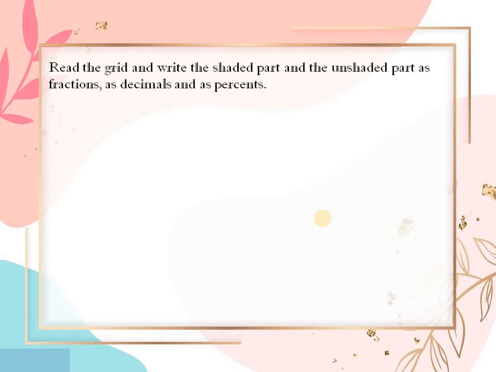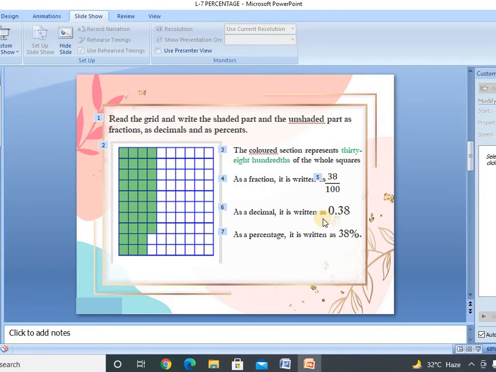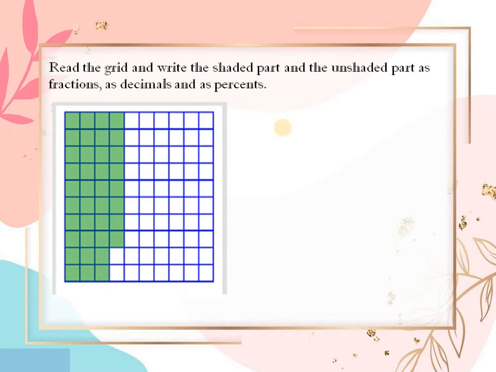Now you are going to read the grid and write the shaded part and the unshaded part as fractions, as decimals and as percents. Right now I am going to write the shaded part for you, and similarly, you will do the unshaded part. So here, there is a grid. In that grid, a few parts are colored and the remaining are unshaded.